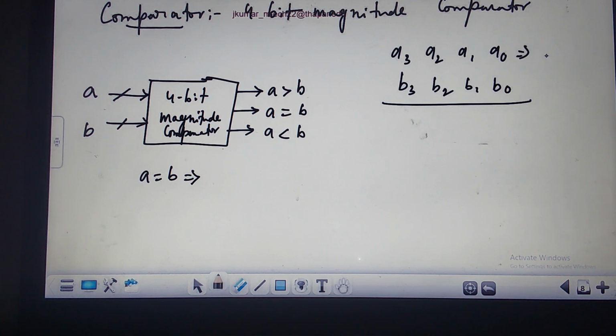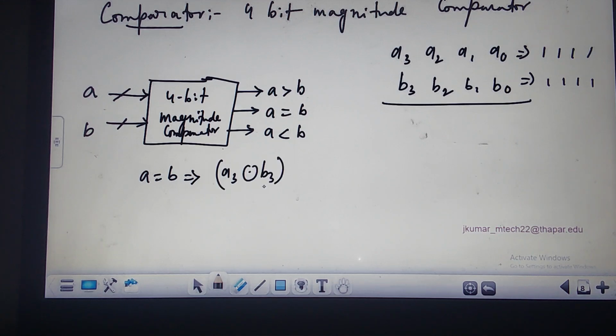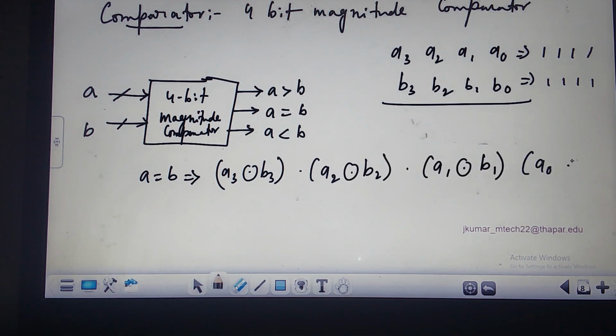If this is the case, if I'm writing 1, 1, 1, 1 against 1, 1, 1, 1, it is equal. All zeros, this is equal. If it is 1, 0, 1, 0, again 1, 0, 1, 0, it is also equal. I can write this expression as A is equal to B: A3 XNOR B3, into A2 XNOR B2, into A1 XNOR B1, into A0 XNOR B0.